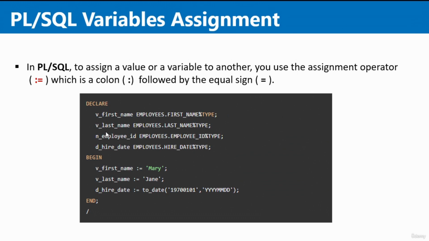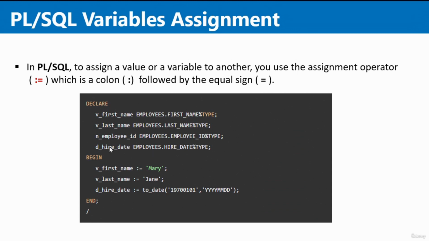The same step applies to the second variable, which is v_last_name. And then we have this variable n_employee_ID. Again, I'm going to be using %TYPE, which is the data type of the employee_ID column from the employees table. In the last variable, which is called d_hire_date, I'm using the data type from the hire_date column in the employees table.